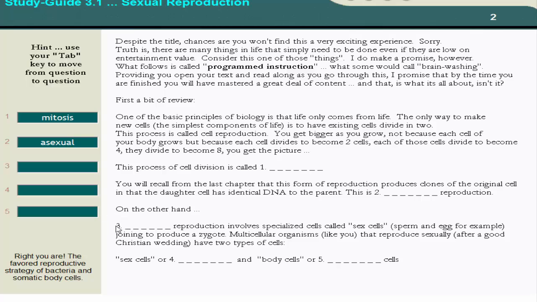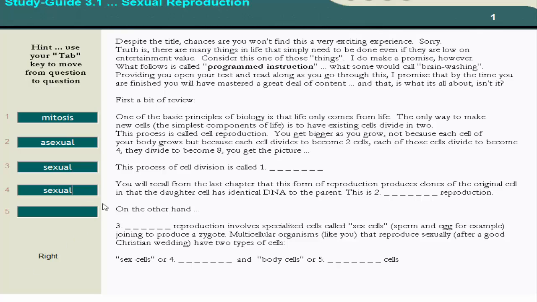On the other hand, what type of reproduction involves specialized cells called sex cells? These would be sperm and egg, for example, joining to produce a zygote. Multicellular organisms, and that would be like you, reproduce sexually. So we would call those sexual reproduction. And of course I put it in the wrong column. Silly, silly boy. Sexual. Boom, right.